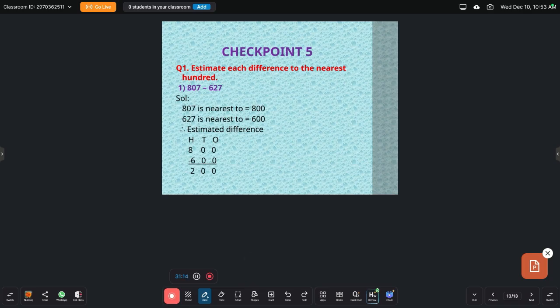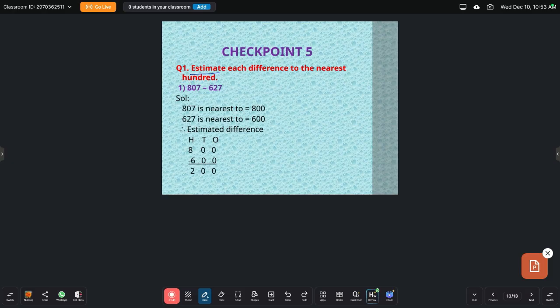Now boys, let us complete checkpoint 5. We have only one question there, and this question has only 2 parts. One part I will show you myself, and the other part you will do yourselves. So here we have question number 1. Estimate each difference to the nearest 100.